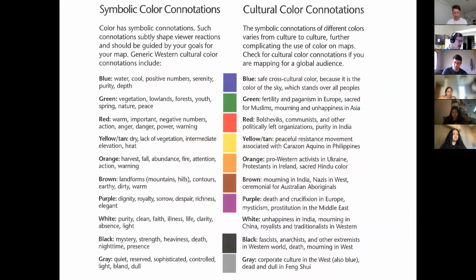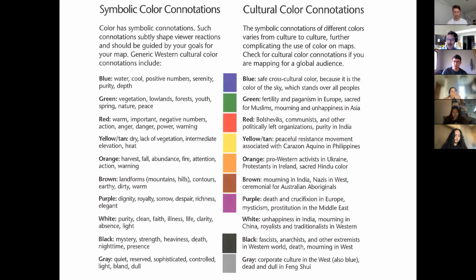Colors also have symbolic meaning. So blue in USGS topo maps often means water. It can also mean cool things, deep things. Green often means vegetation. But there are also cultural connotations for these colors as well. So, red symbolizing communism, right? Bolsheviks, communist parties, and other things. In India, it means purity, right?